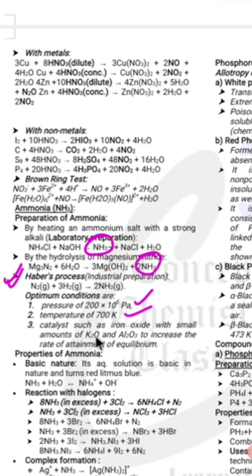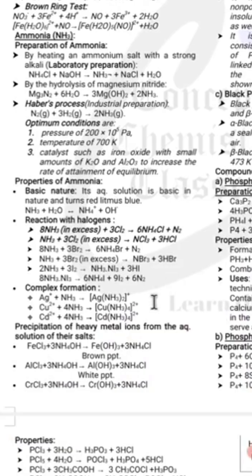And the catalyst used in this reaction is iron oxide with small amounts of K2O and aluminum oxide. These oxides act as promoters, and the iron oxide as catalyst, right. And these three are optimum conditions of Haber's process. Again, important reaction, important for council exam and the CBSE.